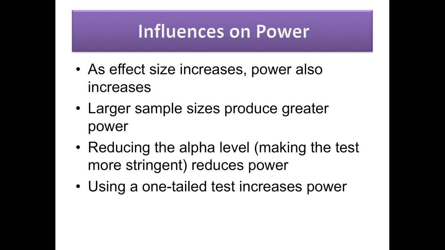Some influences on power. As effect size increases, power also increases. Having a larger sample size will produce greater power. Smaller sample size, smaller power. Reducing the alpha, so making it go from like 0.05 to 0.01, reduces power. And using a one-tailed test increases power, because you're making that alpha as big as possible.